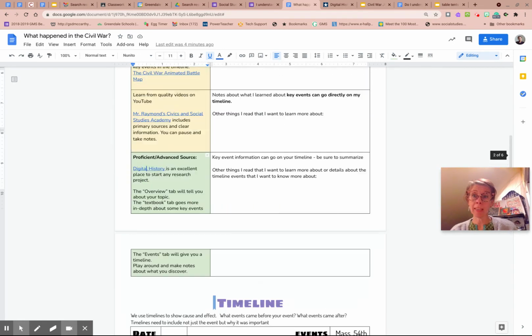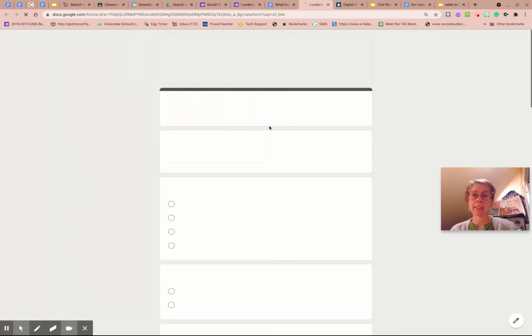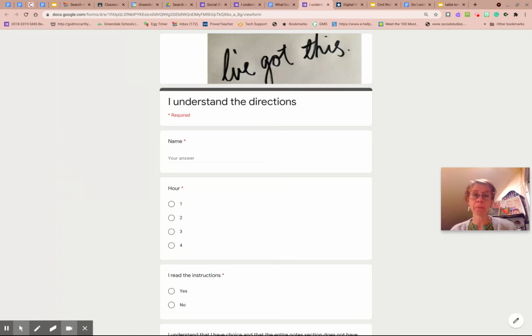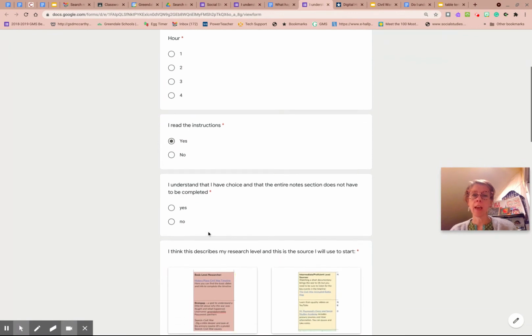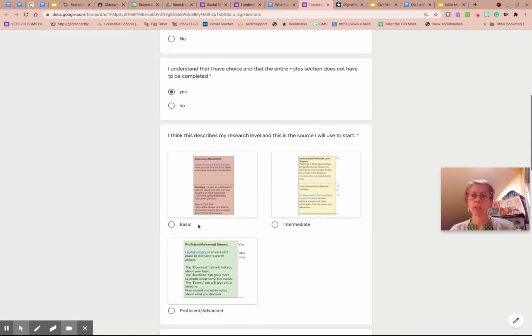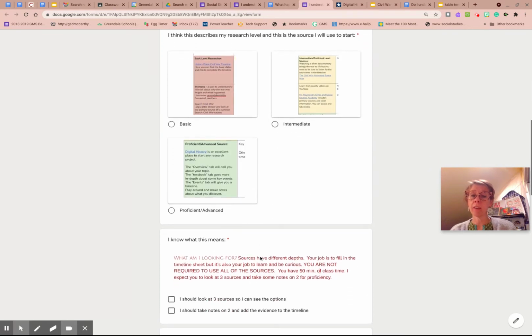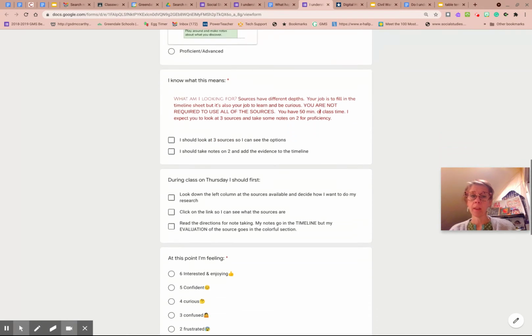So before you begin, I'm asking you on Thursday to submit this form. So this is the I Understand Instructions form. So I read the instructions. Yes, I understand I have a choice, and that the entire note section doesn't have to be done. Do you think you're at the basic, intermediate, or proficient level? Do you understand what it means that you should look at 2 sources, but you don't, or look at 3, but only take notes on 2?